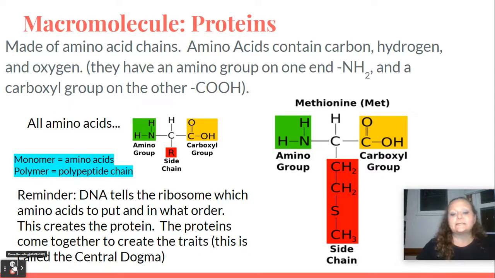The difference is in the side chain. The side chain is what gives the amino acid its qualities, its characteristics. So the DNA, the nucleic acid, another macromolecule, tells the ribosome in the cell what amino acids to put into what order. This is going to create the proteins. And like I said, we're going to talk about protein synthesis in depth. We're going to cover it in a lot more detail later. But just so that you're seeing the introduction to this, this is actually referred to as the central dogma of biology. Huge concept in biology, extremely important.